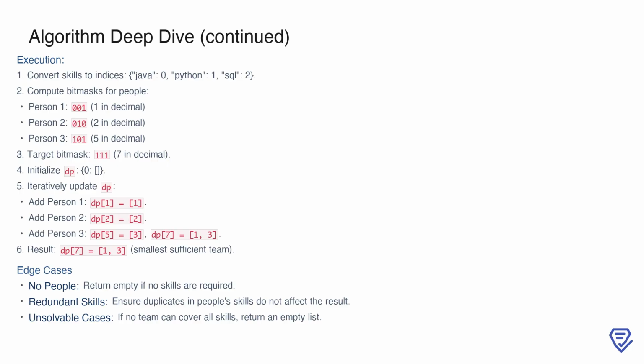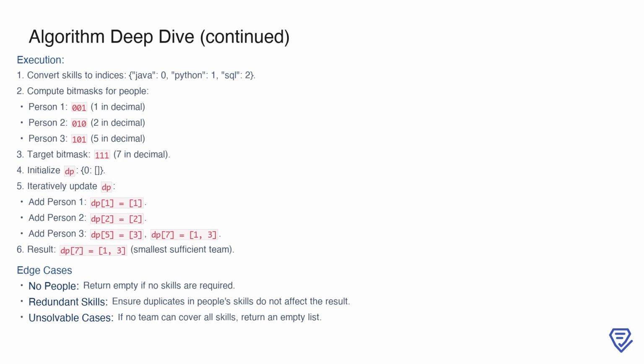Adding the first person results in DP[1] equals [1]. Adding the second person creates DP[2] equals [2]. Adding the third person updates 2 entries, DP[5] equals [3], and DP[7] equals [1, 3]. The final result for the target bitmask, DP[7], is [1, 3], representing the smallest sufficient team. This team covers all required skills with minimal members.